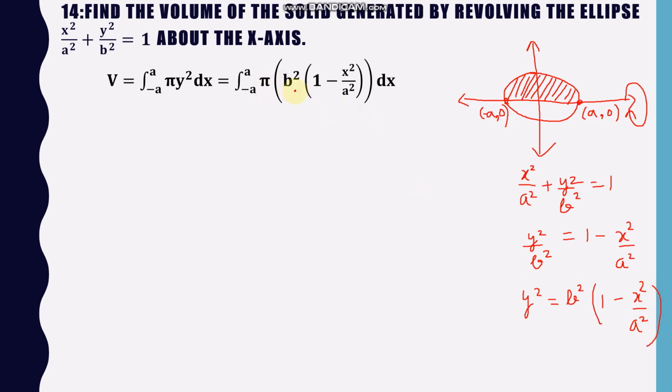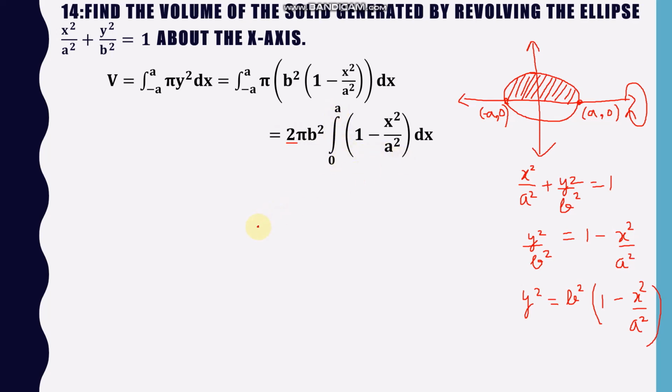Pi and b square are constant, so they can be taken out of the integral. We just have to integrate 1 minus x square upon a square. And why am I taking 2 here? This is because this is an even function. Whenever we are integrating an even function with limits from minus a to a, we take 2 times and change the limits from 0 to a. This is the property of integration.